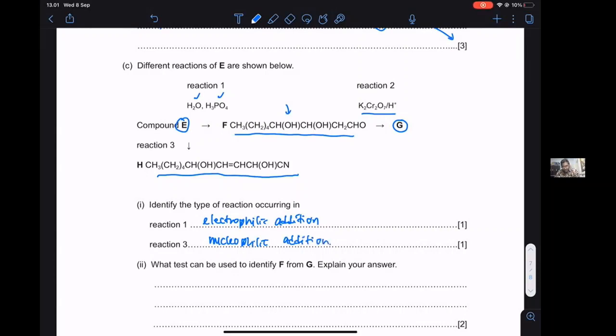Why nucleophilic addition over here? Basically you are having a compound that has this aldehyde group. Any carbonyl compound will undergo nucleophilic addition with HCN. That's the reason why you have the CN over here. So HCN, and then the OH will come over here. So this is going to be the nucleophilic addition for carbonyl compounds.